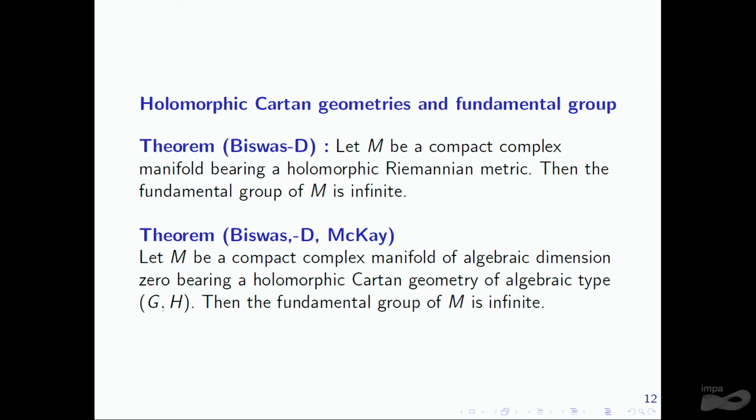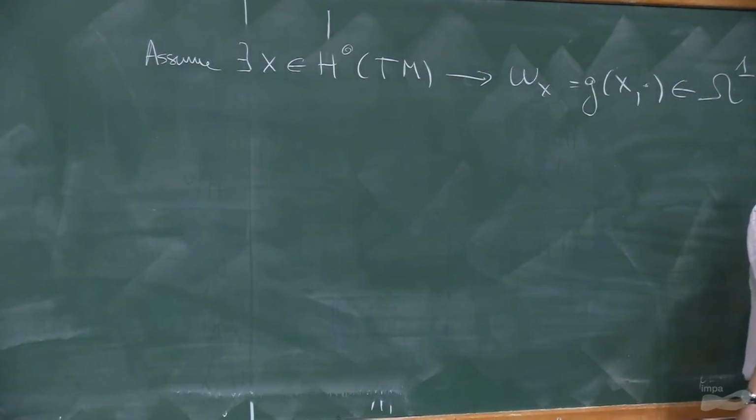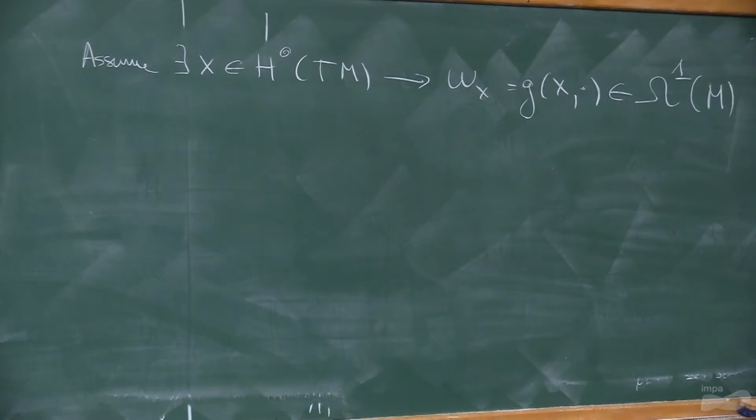The first fact is the following. Look at this isomorphism between the tangent space and the cotangent space. Assume there exists X, a section of the tangent bundle; then the dual form will be a holomorphic one-form on the manifold. If you are able to prove that this holomorphic one-form is closed, you are done, because closed holomorphic one-forms are never exact. They would be the differential of some holomorphic function, which must be constant. So you have some non-trivial element in H1, so the abelianization of your fundamental group must be infinite.